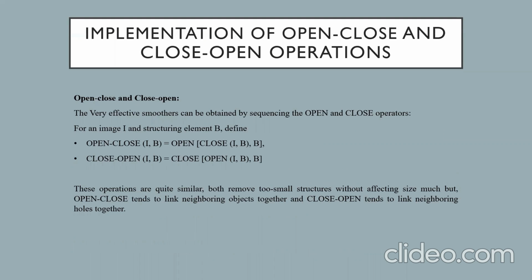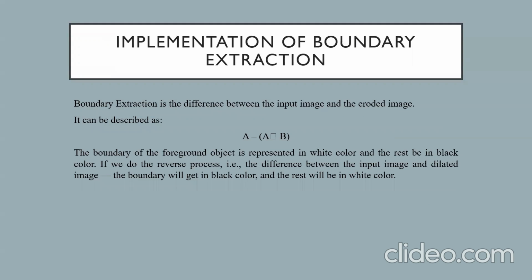Coming to open-close and close-open. These operations are quite similar. Both remove small structures without affecting size much. But open-close tends to link neighboring objects together, and close-open tends to link neighboring holes together. So these are the similarities. Coming to boundary extraction, in applying boundary extraction, we calculate the difference between the input image and the eroded image. The boundary will be in black color and the rest will be in white color. This is the notation for boundary extraction.